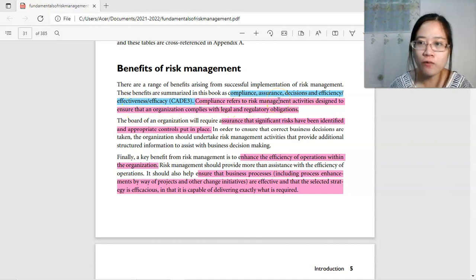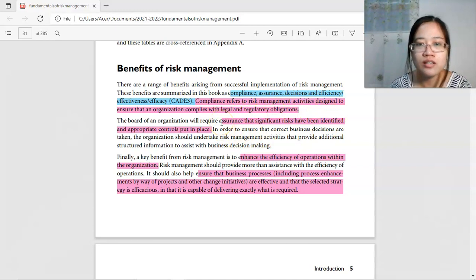Okay, sa operations ng business, of course, ang goal then is efficiency kasi nga we have limited resources, but we have to try to maximize the output that we can produce by using the limited resources. So, efficiency ng operations naman yan. Okay? Ayan. So, yung compliance, yun nga, ensure that the organization complies with legal and regulatory obligations.